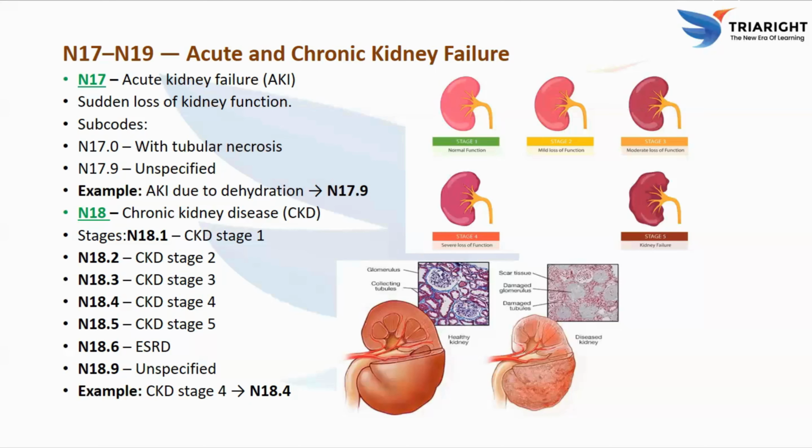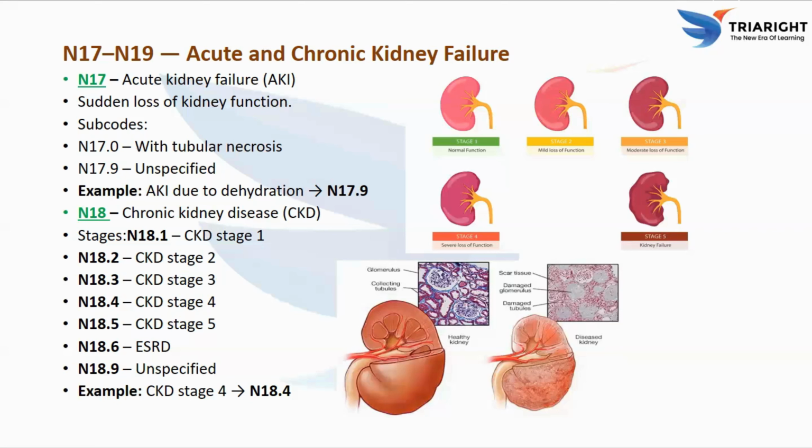And N18.2, CKD stage 2, is a mild decrease in kidney function. Early symptoms may appear like fatigue and mild swelling. N18.3 is for CKD stage 3. It shows moderate loss of function. Waste products start to build up. Symptoms like swelling, anemia and high BP are seen in CKD stage 3. N18.4 is assigned for CKD stage 4, which results in severe loss of function. What are the complications? Bone disease, metabolic acidosis and high potassium. The patient is close to kidney failure.